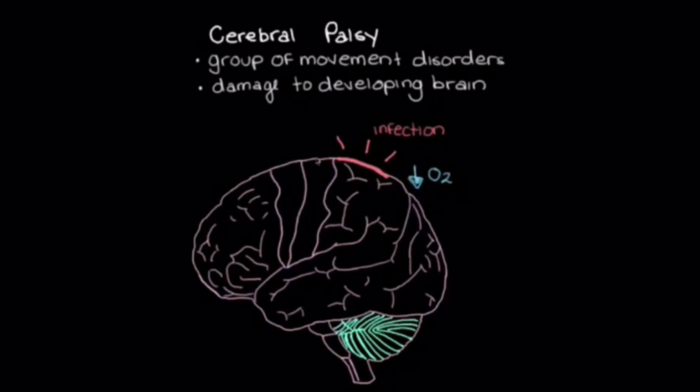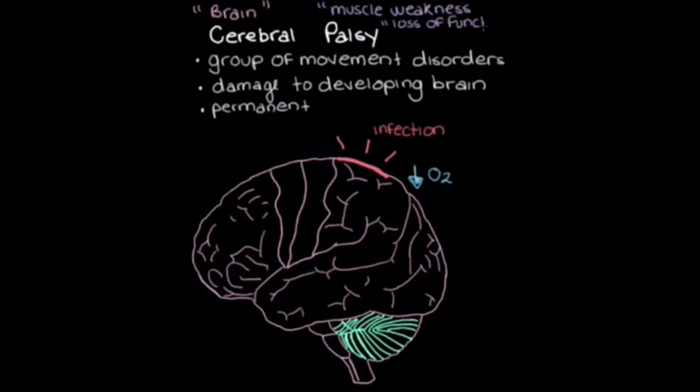So the damage occurs in parts of the brain that control our movements. And this damage is permanent, but it's not progressive. So the initial damage to the brain doesn't worsen over time, but the problems with movements do persist for the affected person's entire life. So now that we know a little bit more about cerebral palsy, we can make more sense of the name. Cerebral means brain, so this is where the damage is, and palsy means muscle weakness or loss of function. So this is describing the main problem that arises from this damage in the brain.